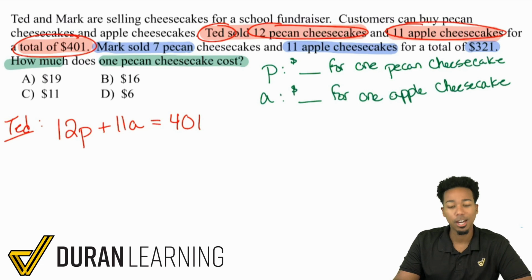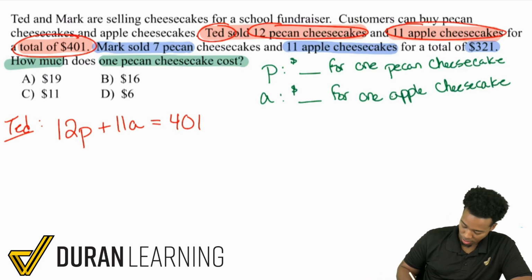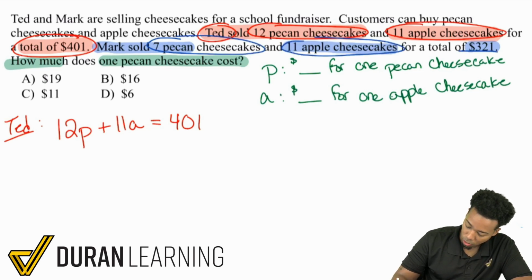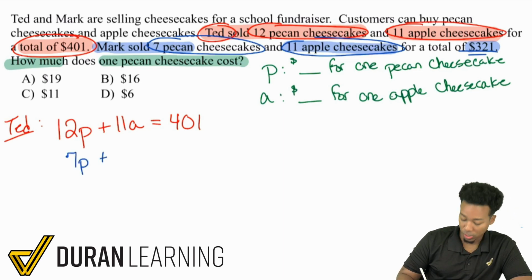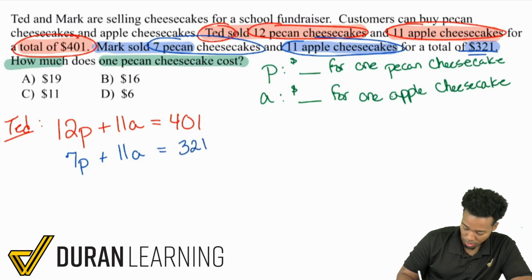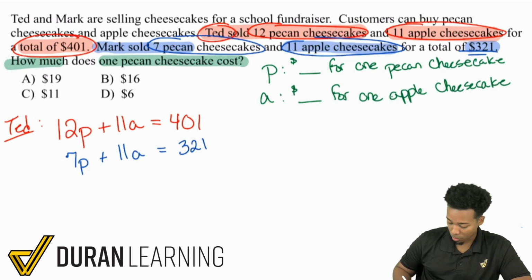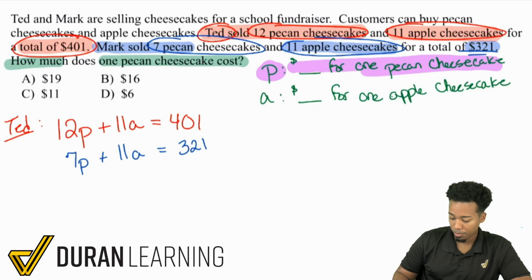Now, when it comes to Mark, what do we see there? For Mark, I see that he sold 7 pecan cheesecakes, 11 apple cheesecakes, and the total was 321. So 7 pecan cheesecakes would be 7P, 11 apple cheesecakes would be 11A, and that total would be 321. Booyah.